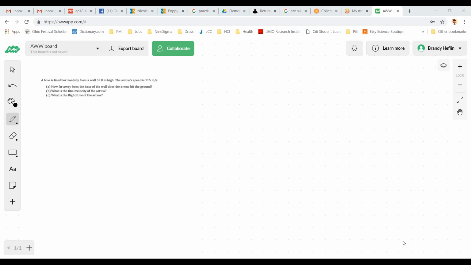So I'm going to go ahead and solve tonight the first problem that your daughter sent me, Nicole. Sorry, Petey. The first problem says a bow is fired horizontally from a wall 52 meters high. The arrow's speed is 115 meters per second. Part A, how far away from the base of the wall does the arrow hit the ground? Part B, what's the final velocity of the arrow? And part C, what's the flight time of the arrow?